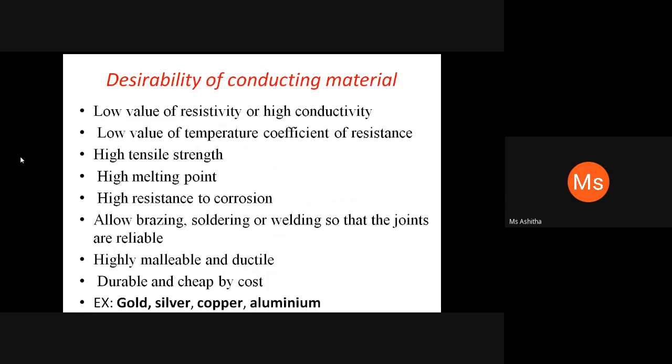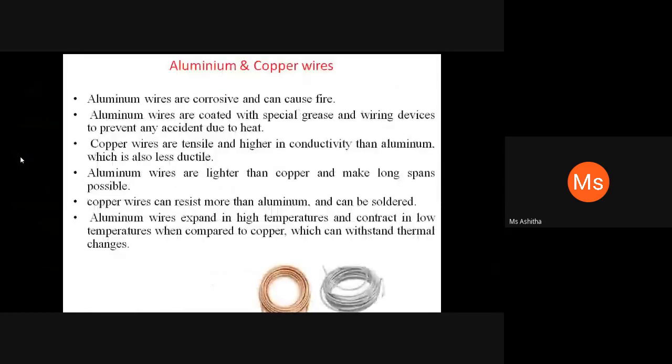These are some of the desirable properties of the conducting material, and examples of conducting material are gold, silver, aluminium, or copper. The most commonly used conducting materials are aluminium and copper. Based on the characteristics of aluminium and copper, here I've listed out the different properties of the copper material.